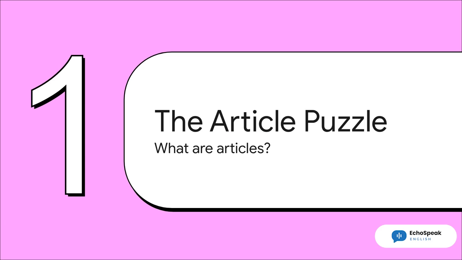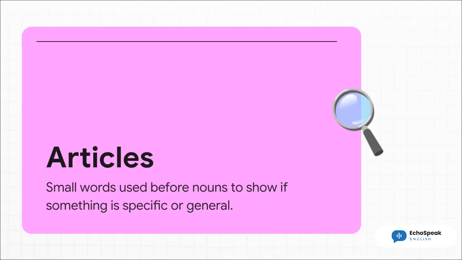Before we can solve any puzzle, we need to know what the pieces are, right? So, our first step is to answer a really simple question. What are articles anyway? At their core, you can think of articles as little signposts that come before a noun. Their only job is to signal to your listener whether you're talking about something general, any old one will do, or something specific, that particular one. And believe me, this choice between general and specific is the key to everything.